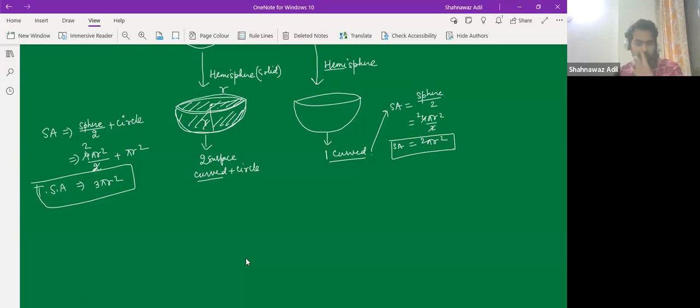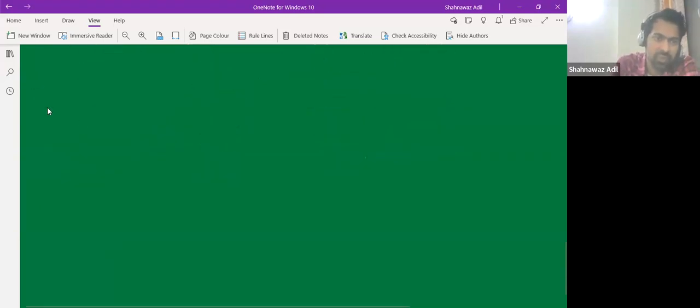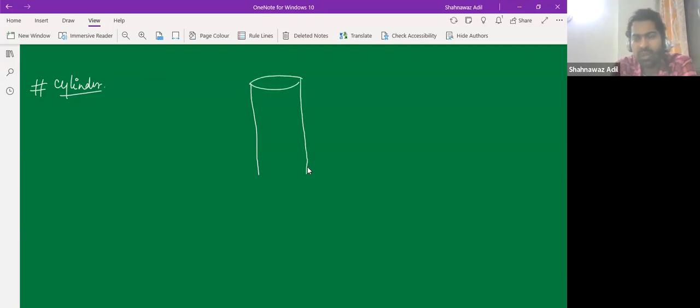Done, sir. So the next shape is the cylinder, right? We have this cylinder, and this shape is used in pipelines, and then you have these glasses, and these Pepsi cans or whatever cans that you have. So in all these things, we have this kind of shape, right? And it has three surfaces, right?